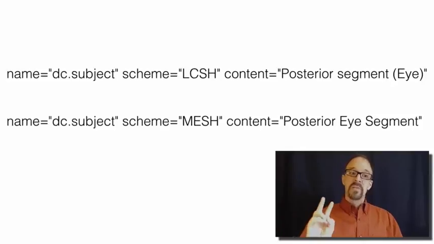In this case, I have a similar subject specified in two controlled vocabularies. We have the Library of Congress subject headings, and we have the medical subject headings. And those two schemes use similar but slightly different terms to describe the same thing, the back part of the eye. So, given that you can have the same object specified in different ways, it's useful to have the controlled vocabulary specified so that you know what naming scheme you're working with.